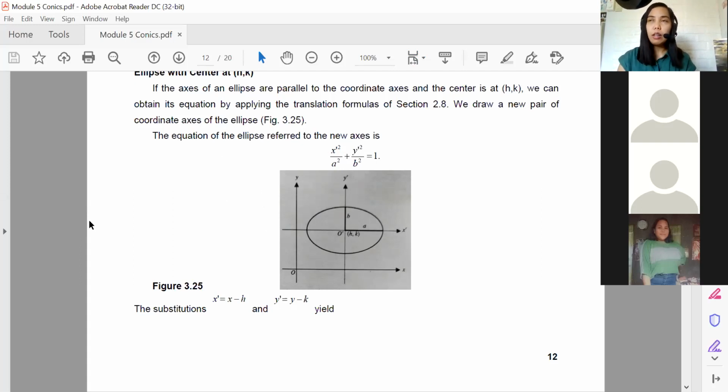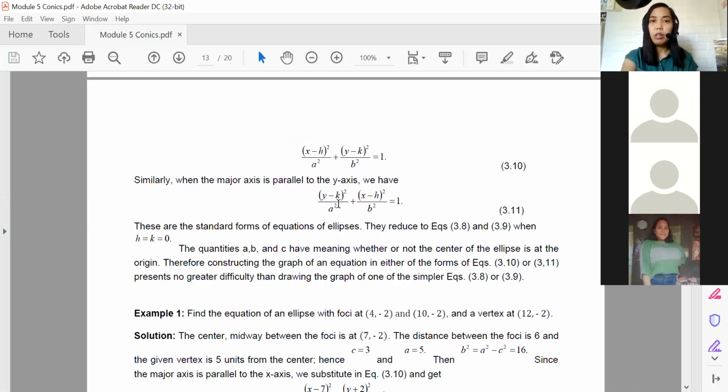Nagkakaroon ng panibagong axis. So we'll have for x-axis, magkakaroon ng x prime. For y-axis, magkakaroon ng y prime. Dahil nagkakaroon ng bagong axis, kaya siya translation, nagkakaroon din ng panibagong origin kasi nagmumove eh. Kaya dito meron tayong O prime. Okay, so by substitution, if x prime is equal to x minus h and y prime equals y minus k, we will come up with this.